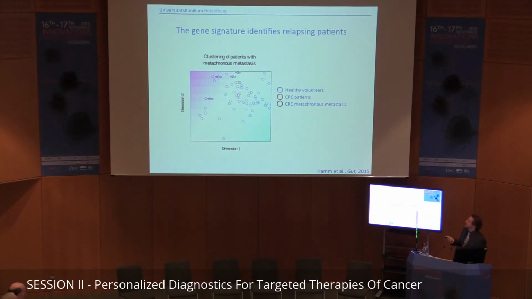Our data set contained only 4 patients that at the time of screening had presented with metachronous metastases and not with primary synchronous metastases, but these metachronously metastasized patients group very well in the cluster of colorectal cancer patients, indicating that the signature might also be useful to detect disease relapse in disease follow-up.